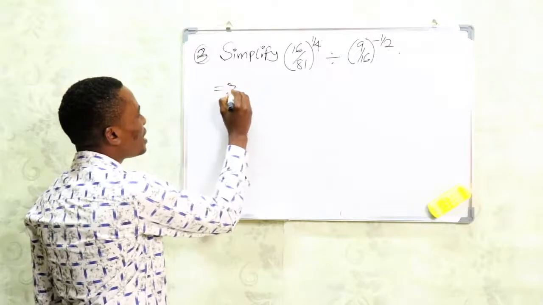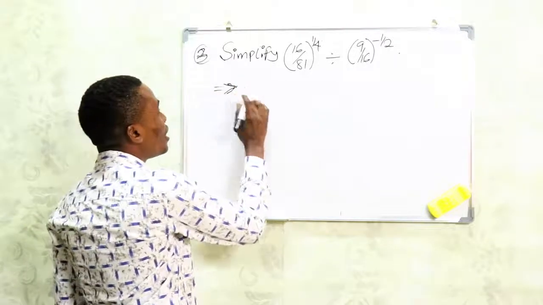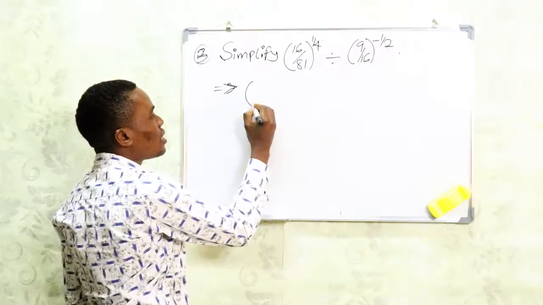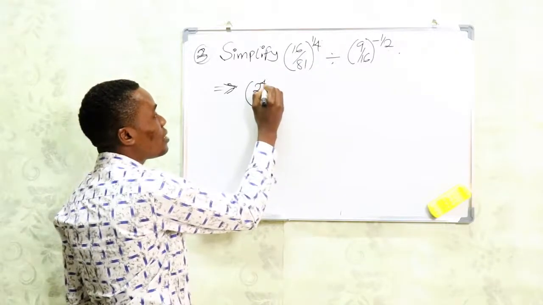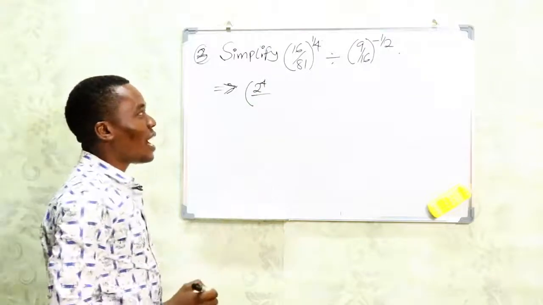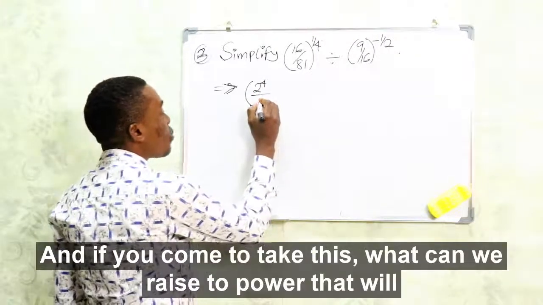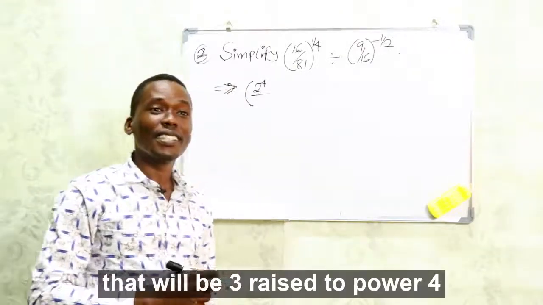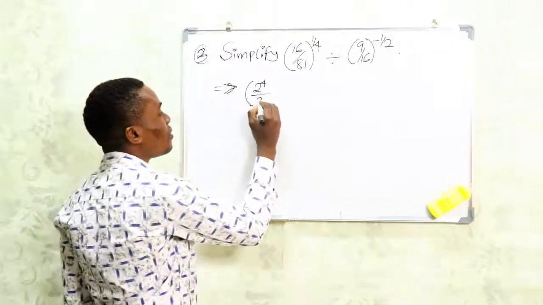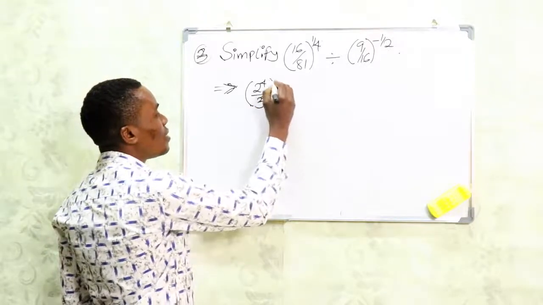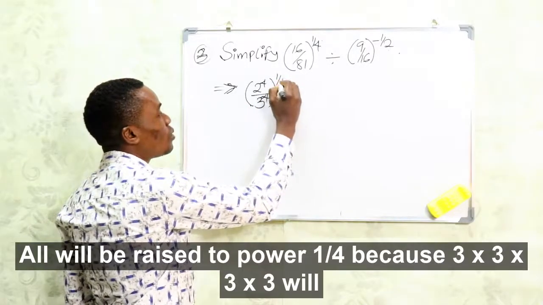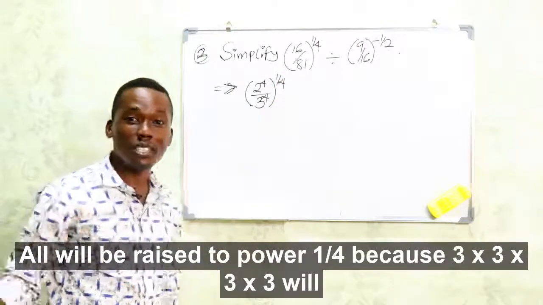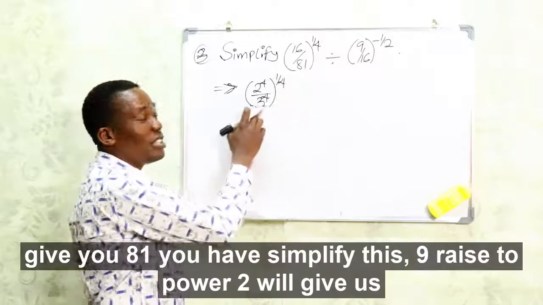Now, if you look at that, you have 16. 2 raised to power what will give you 16? 2 raised to power 4 will give us 16. And if we come to take this, what can we raise to a power that will give us 81? That will be 3 raised to power 4. All will be raised to power 1 over what? 4. Because 3 times 3 times 3 times 3 will give you 81. So you see, you simplify this.